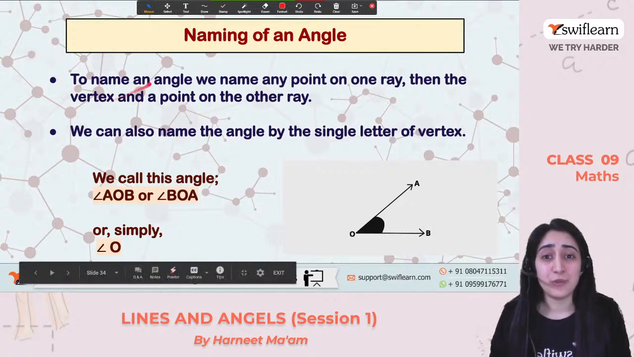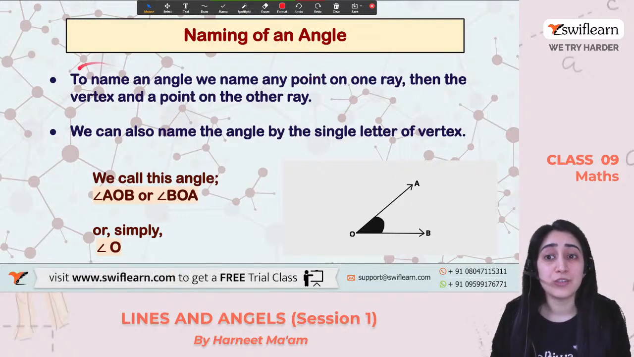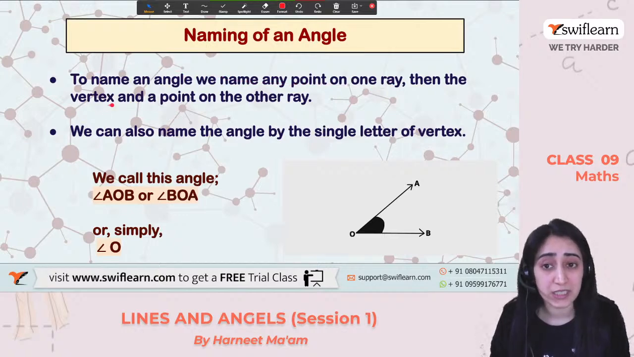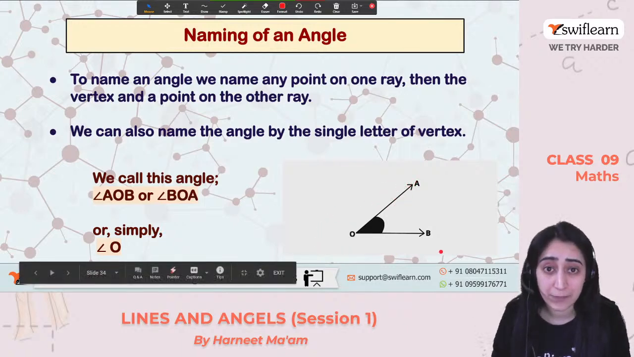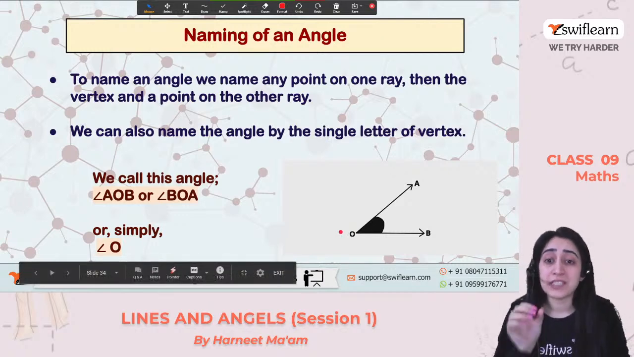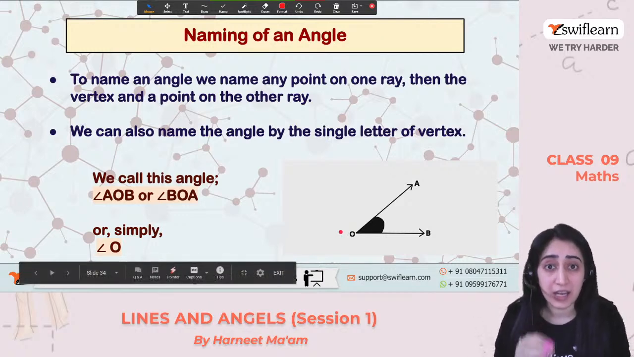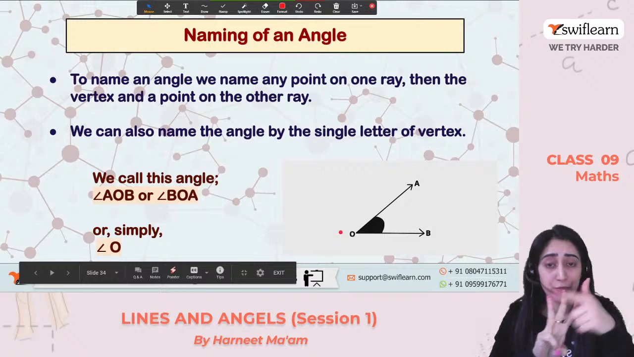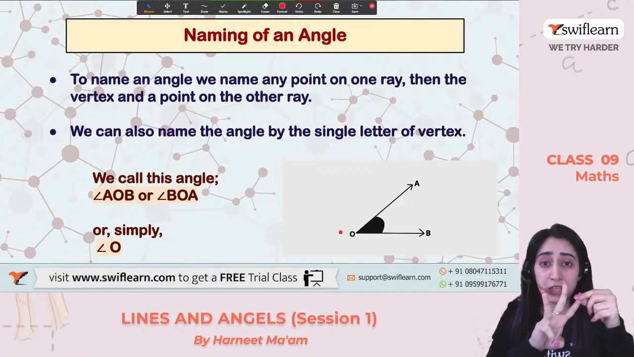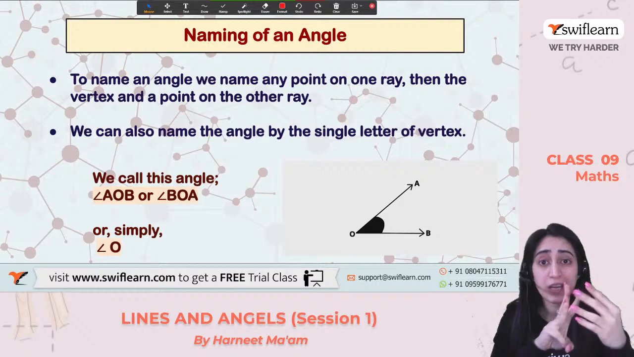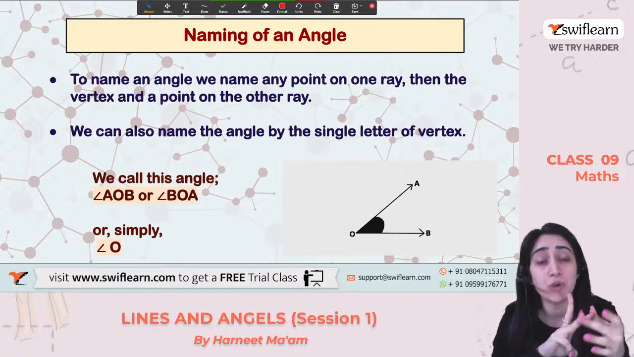Okay. Now moving on, naming an angle. So how do we name an angle? See, to name an angle, we have a point on one ray, then we have a vertex and a point on the other ray. So we label the two rays and we label the vertex, the point of intersection. Whenever we are labeling an angle, the middle one is the vertex, and we use 3 letters, 3 things that we are naming. So first, the outside, extreme one has to be the name of the point on the ray.